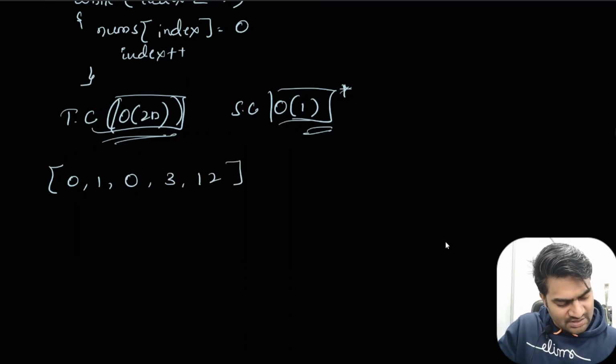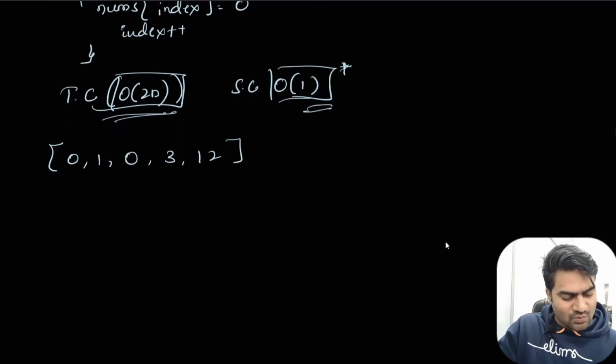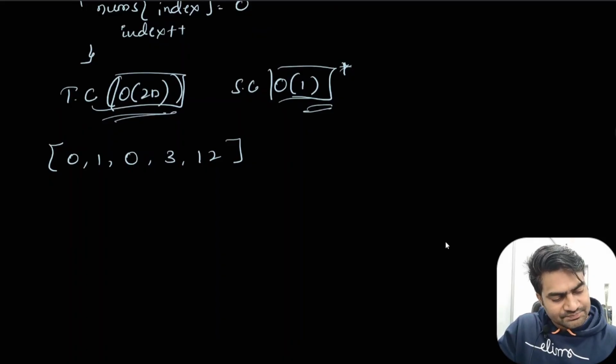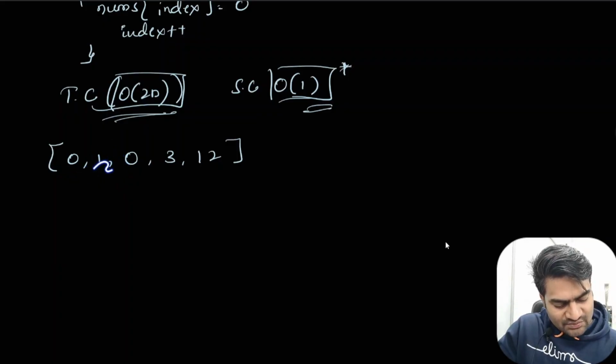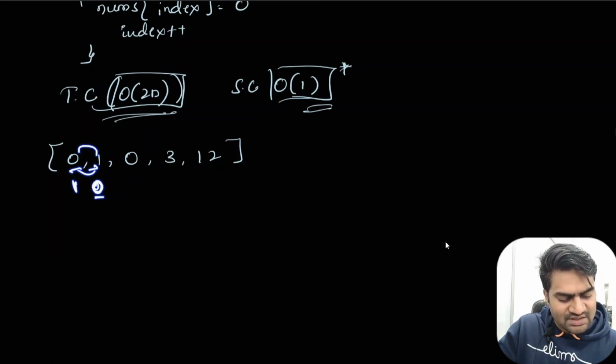I think this is the array. Now I will see 0 here, then I will check for a non-zero number. Now if that is the case, I will swap them. So if I swap them, my 1 comes here, my 0 comes here. Next I have a reference of 0 here. Then I'll go to the next number. Again it is 0, so I'll go to the next number. Now we have 3 here.